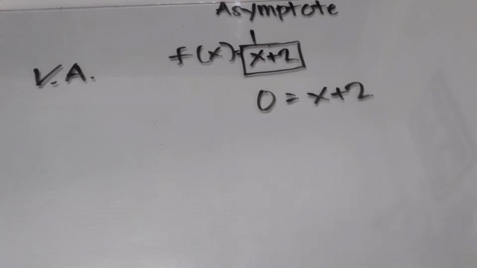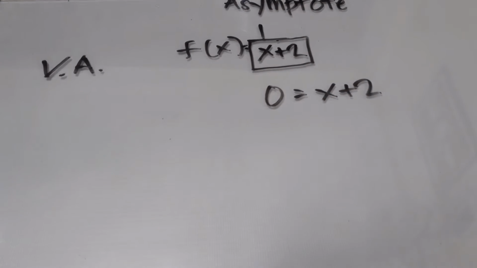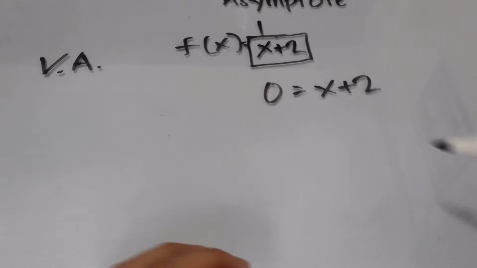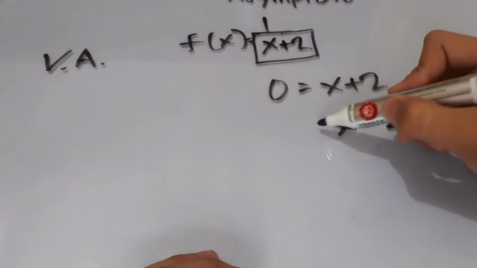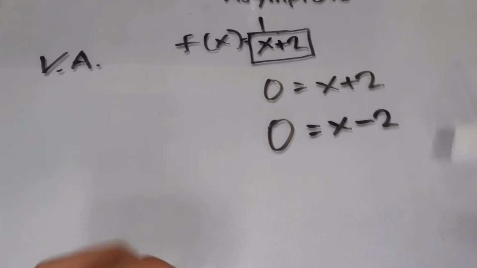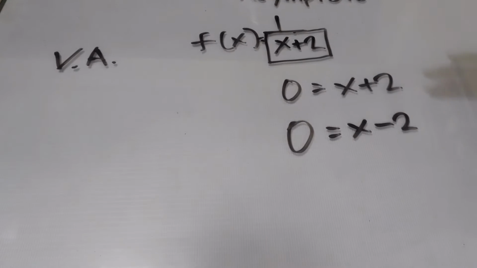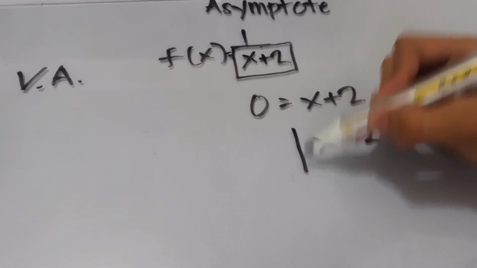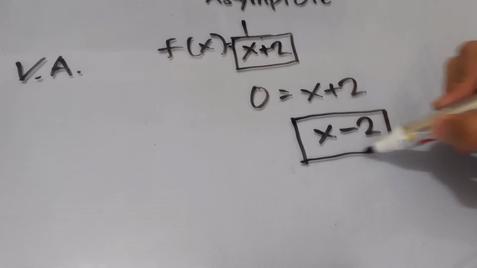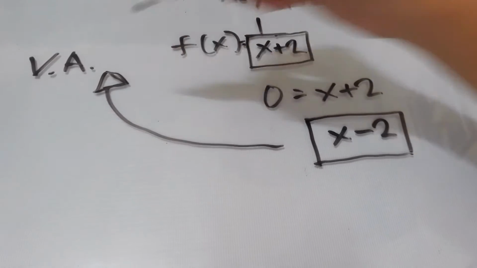So what makes x plus 2 equal to 0? Of course, x equals negative 2 would make x plus 2 equal to 0. Now, x equals negative 2 will be our vertical asymptote.